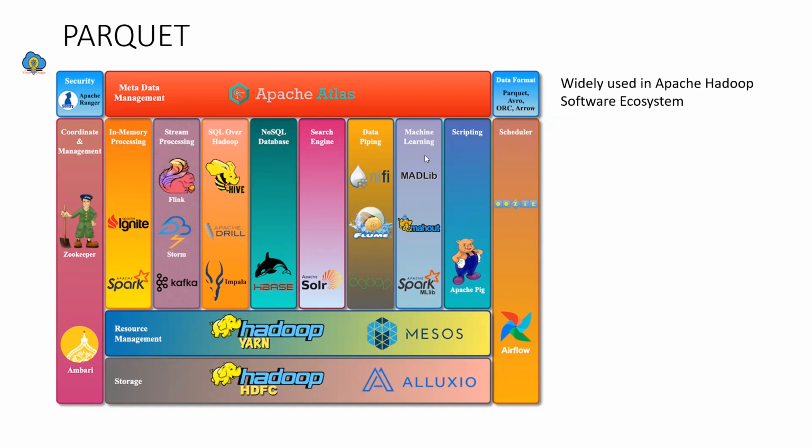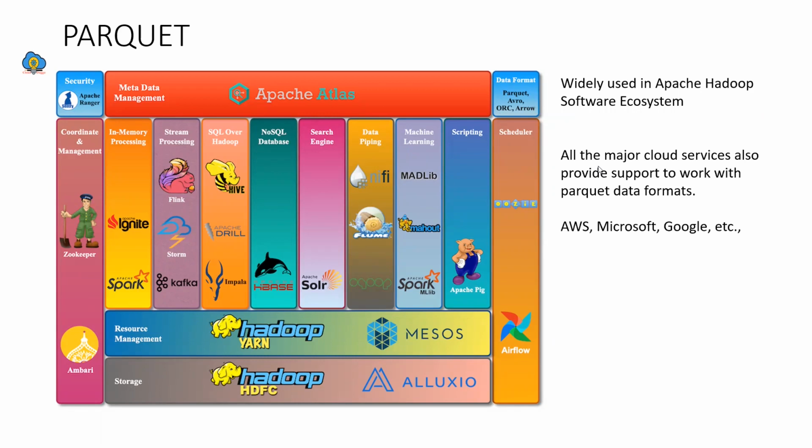Even though it's widely used in the Apache cluster of software systems, because of its advantages, all the major cloud service providers today also support PARQUET. AWS, Microsoft, Google, all of them provide support, and Snowflake is also built on the same technology on which the PARQUET data format was developed, the same columnar compression technology. We will get to that in detail maybe in some of the next sessions, but we'll try to deal with it here.